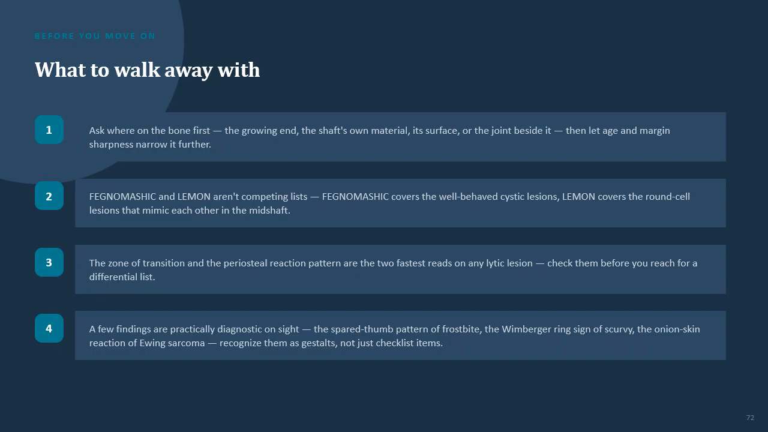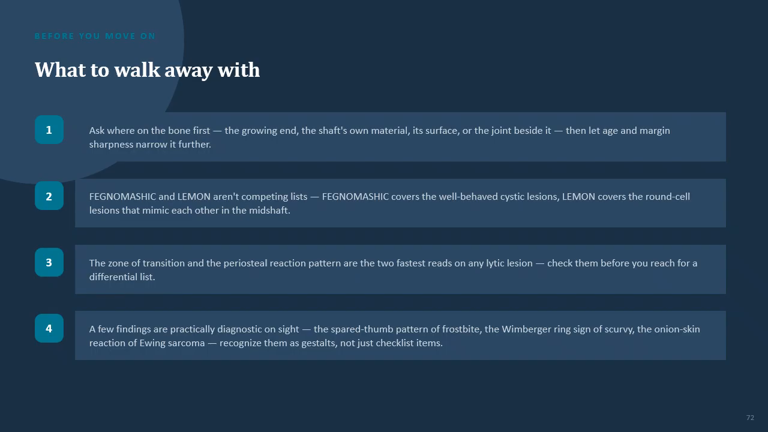Now, we did learn about some mnemonics, and those mnemonics basically help organize some of the possibilities for these conditions. One of the mnemonics was FEGNOMASHIC, and it's useful when we're looking at those well-defined cystic type lesions. The other acronym that we learned about was LEMON, and that's useful when we're looking at some of the more aggressive round cell type lesions that can look similar in the shaft of the bone.